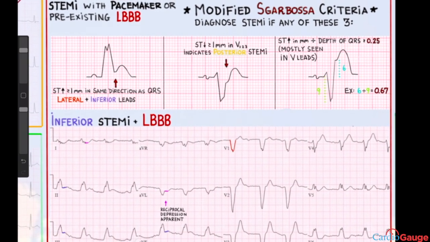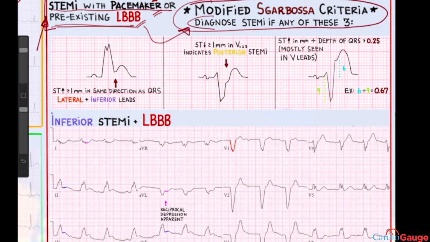Okay, let's move on to this topic here, which is reading ST elevation MI in the presence of a pacemaker or pre-existing left bundle branch block. With pacemakers, the most common form would be pacing the right ventricle, and that gives you a morphology very similar to a left bundle branch block. So it's a similar process in diagnosing STEMI with a pacemaker or pre-existing LBBB. These are called the modified Sgarbossa criteria. You diagnose ST elevation MI if there are any of these three things.